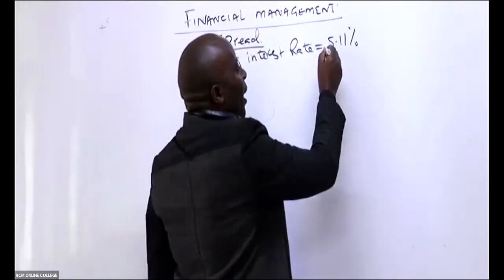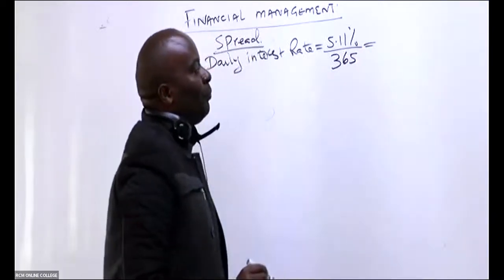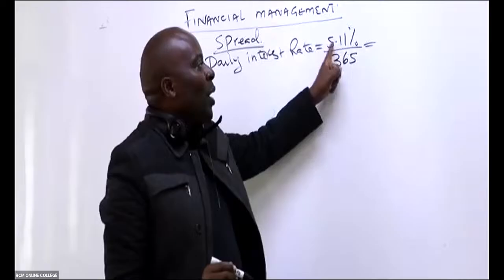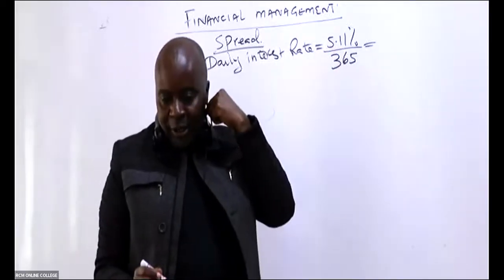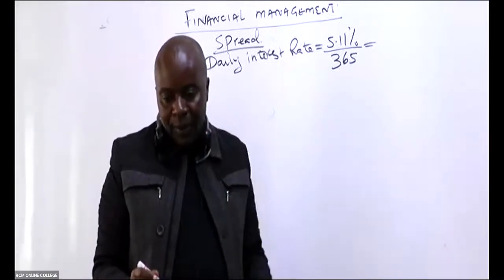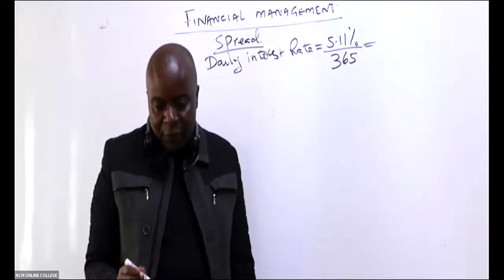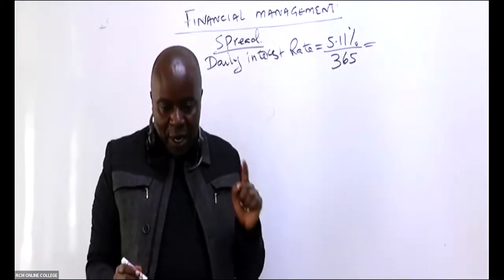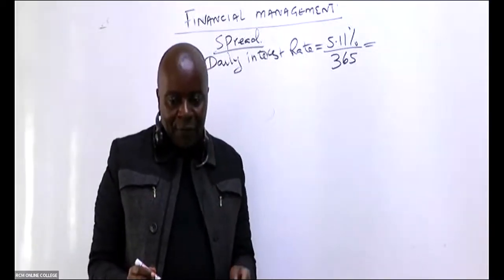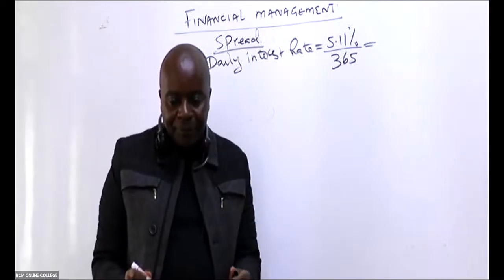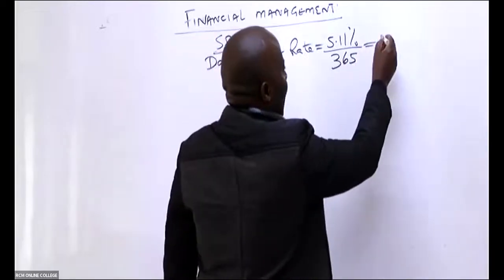So then come here and divide this by 365. You take 5.11 divided by 365. What are we getting there, ladies and gentlemen? You simply take 5.11 divided by 365 days in a year. So we are getting 0.014.